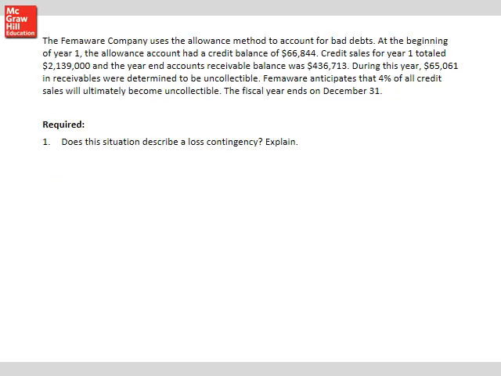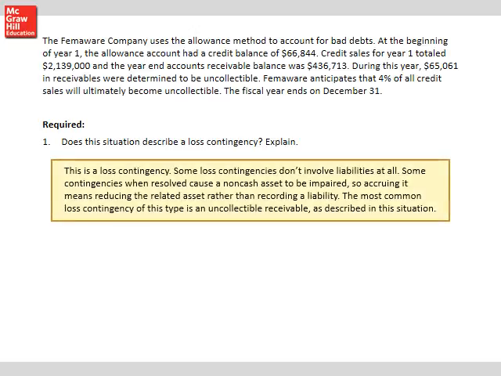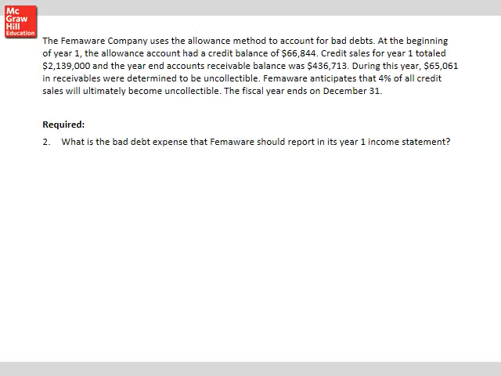Okay, does this describe a loss contingency? Yes, this is a loss contingency. This is a bad debt. So when resolved, non-cash assets being impaired, so accruing it means reducing the related asset rather than recording a liability. The most common loss contingency is uncollectible receivables as described in this situation. 2, what is the bad debt expense that FimAware should report in its year 1 income statement?